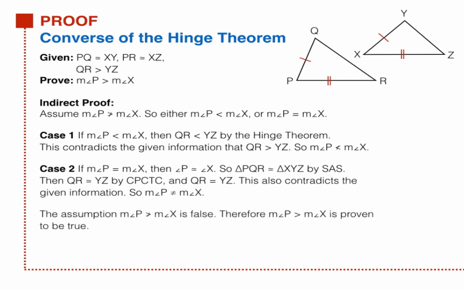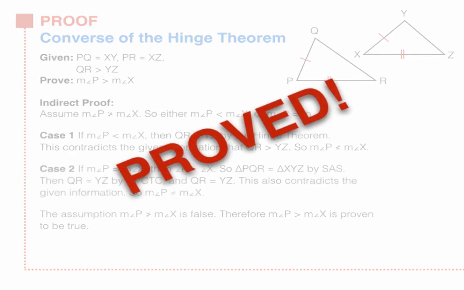Therefore, the assumption that the measure of angle P is not greater than the measure of angle X is false. Well, that means that the measure of angle P really is greater than the measure of angle X, and that's what we wanted to prove. Proved.